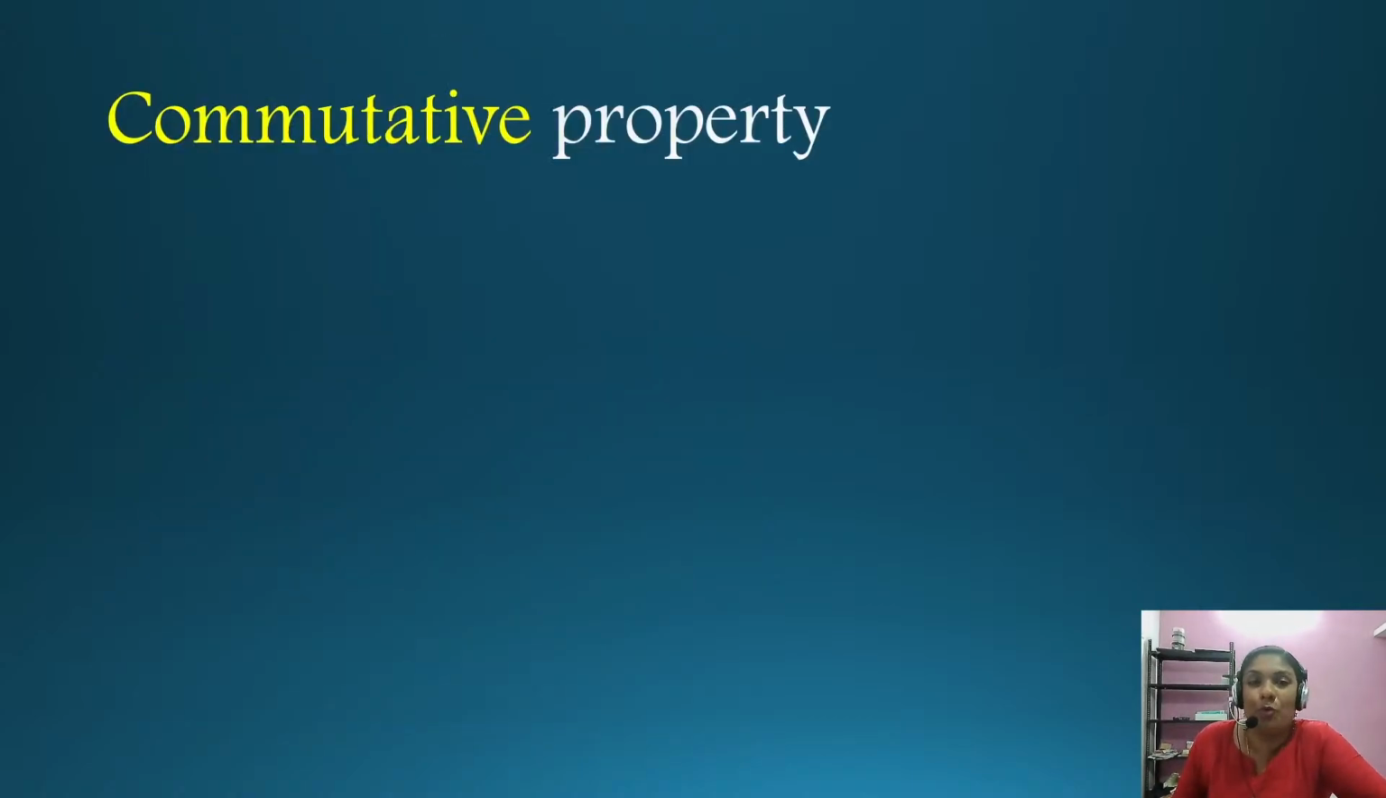Now comes the next property, commutative property. Okay, let's see the addition first. I have changed the color. Let me take this one. Okay, addition. 1 by 2, 1 by 3. These are example questions, right?